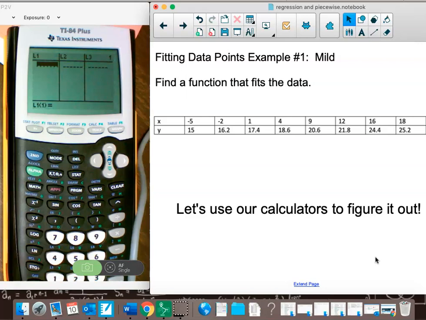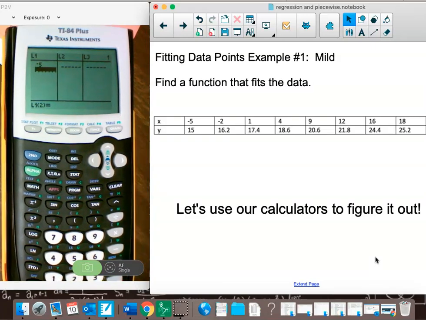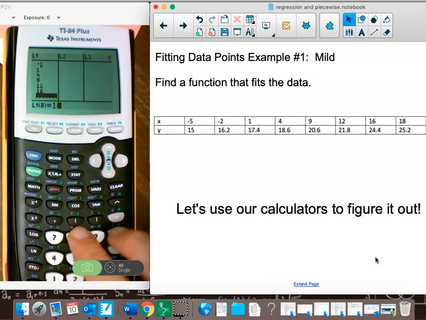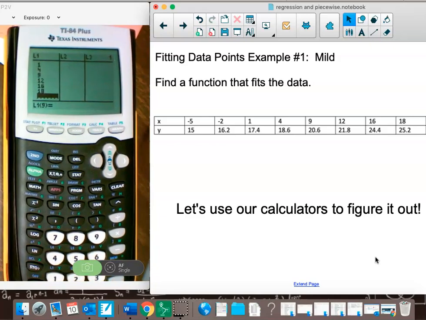Okay, what you're going to do is you're going to type all your x values into list 1. So my x values are -5, so I type -5 and I hit enter. Then -2, enter. 1, 4, 9, 12, 16, and 18. Does everyone have the x values entered in? All right, just hit the right arrow to go to the next list.